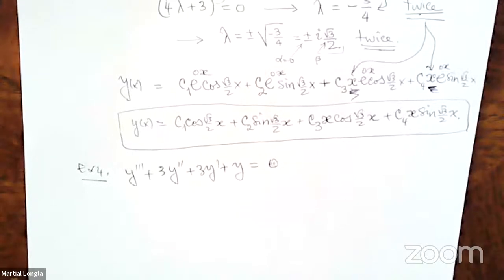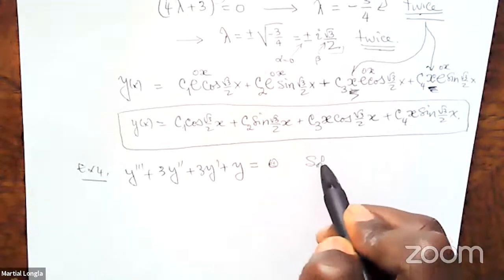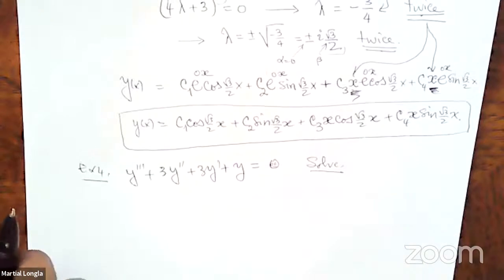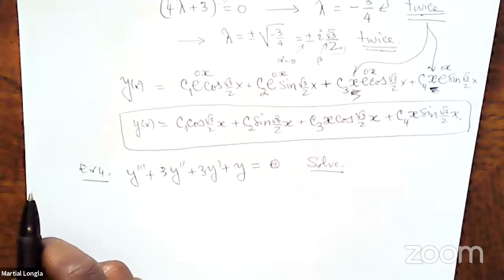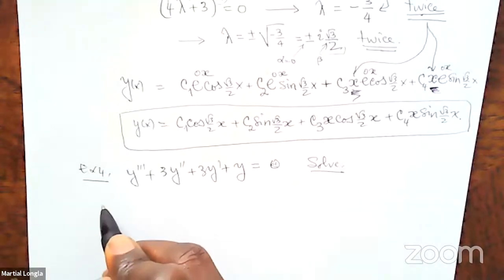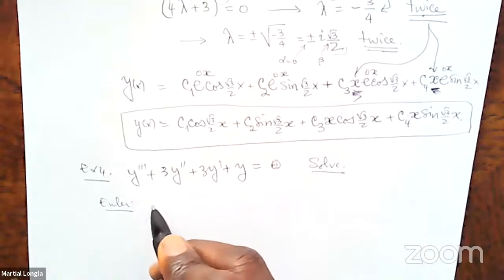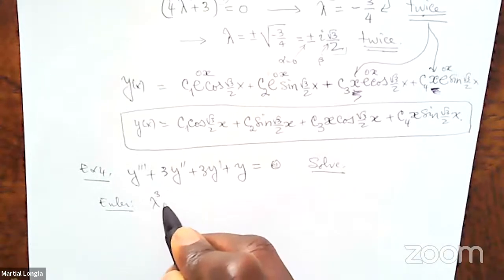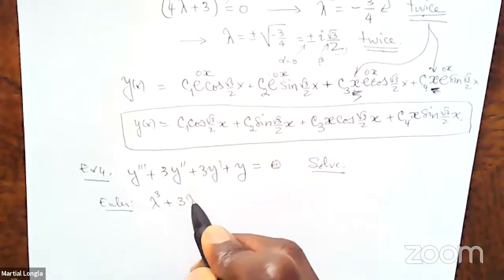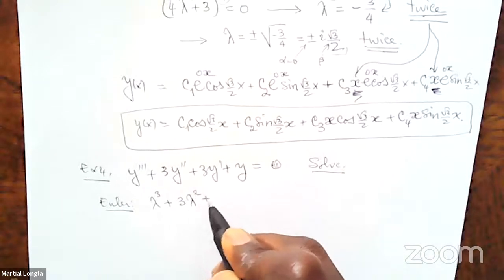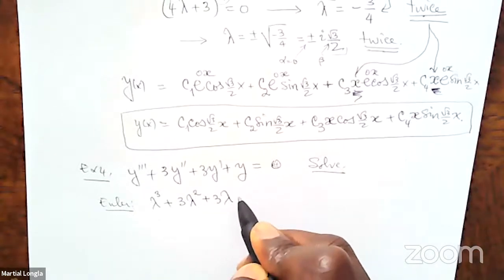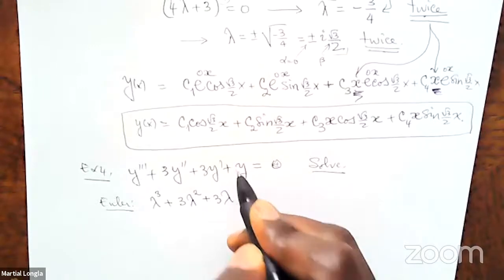Now, what do you think? Of course, here, first thing to do is put down the Euler equation. So what do you think? I'm going to ask, Mr. Lynch, can you give me the Euler equation? Yeah, it's going to be lambda cubed plus 3 lambda squared plus 3 lambda plus 1. Great.